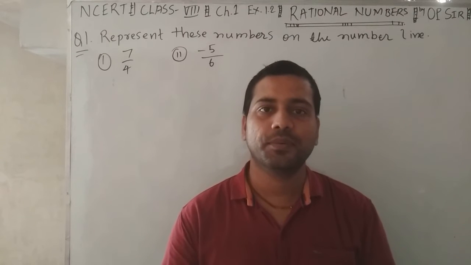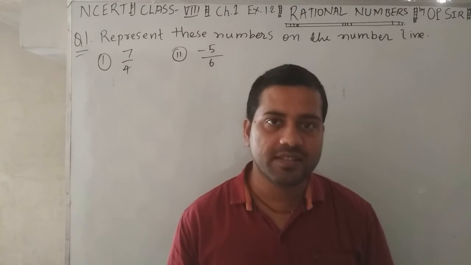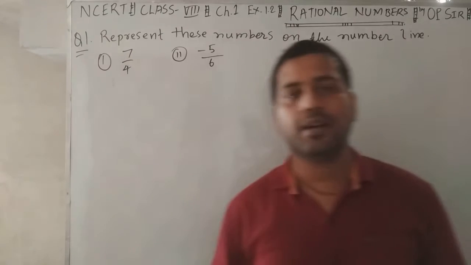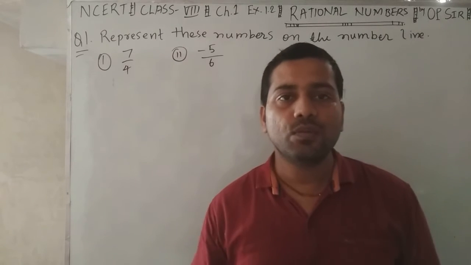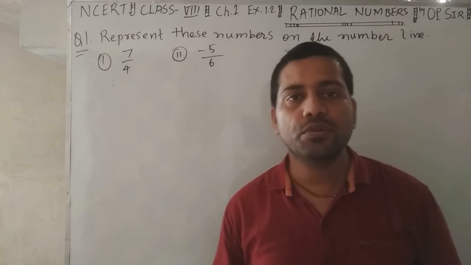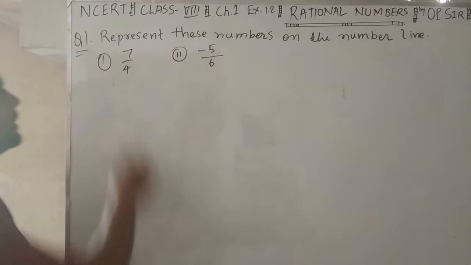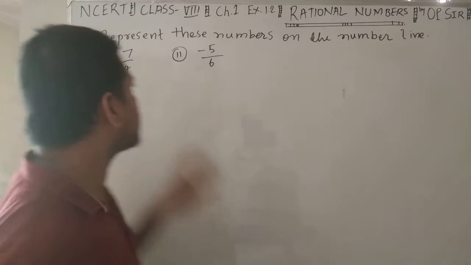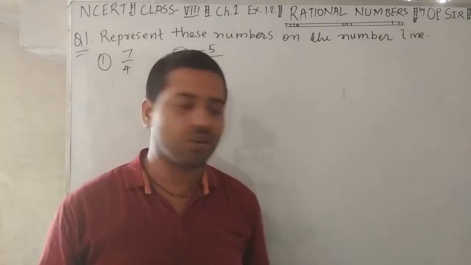Yes friends, we will be discussing exercise 1.2 of rational numbers, and the question is to represent a rational number on the number line, and how very easily we are going to represent it. You will see that. Okay. It says: represent these numbers on the number line. There are two parts, so we will draw separately.